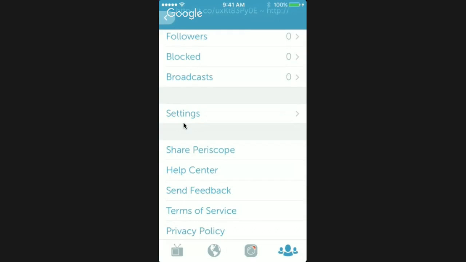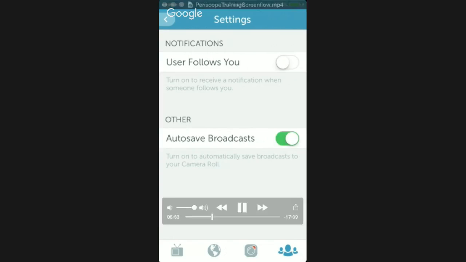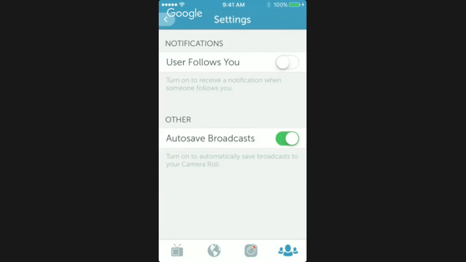Okay, so I'm going to click on settings, and I'm going to get here again, notifications. I don't want notifications when someone follows me. However, under the other, I am going to auto save my broadcasts. Whenever I do a scope, it is available for my followers or the world to see for 24 hours only, and then it goes away. It just gets deleted. So you have 24 hours to view them. So that's why I don't need notifications.